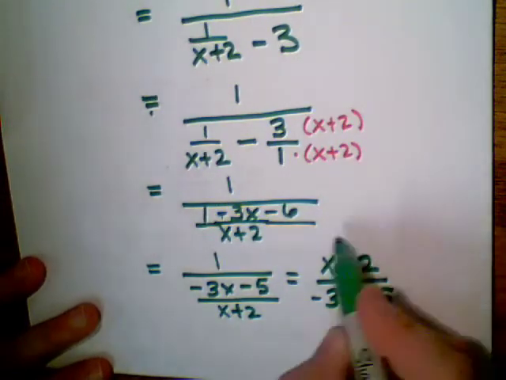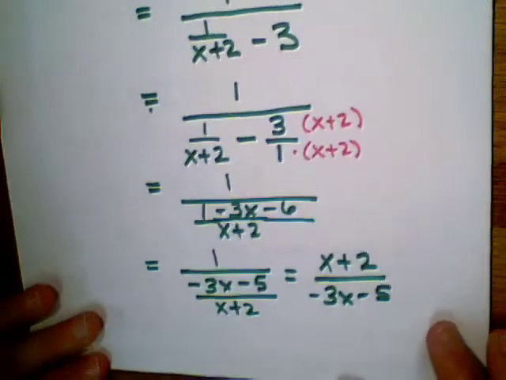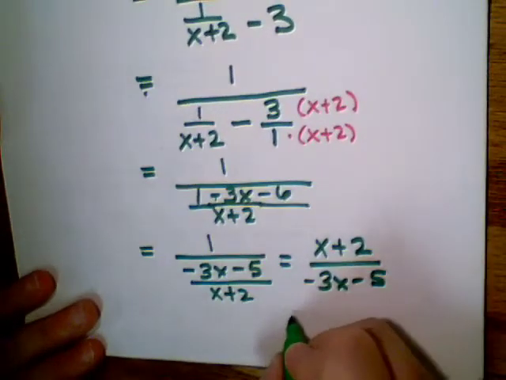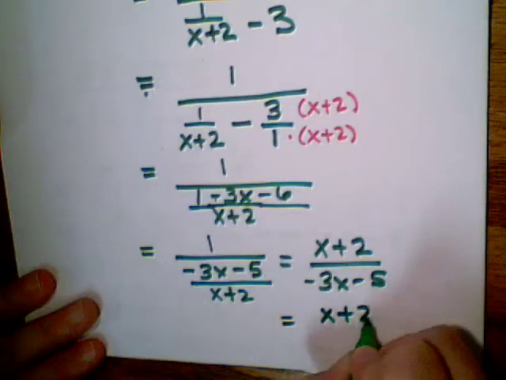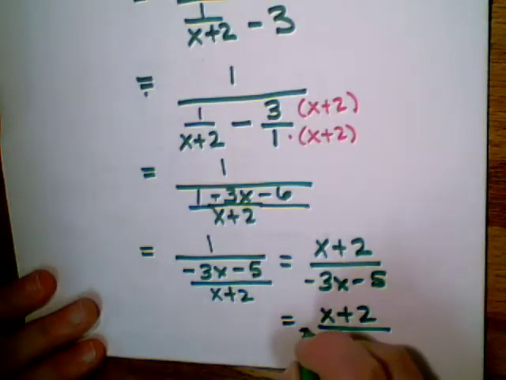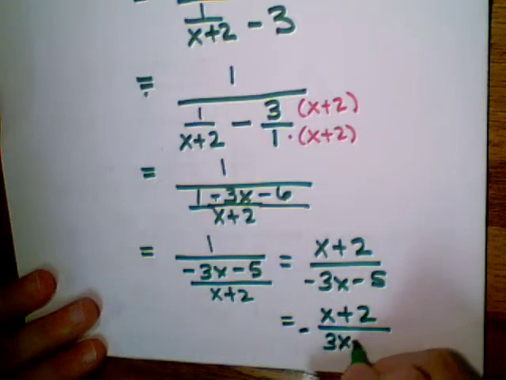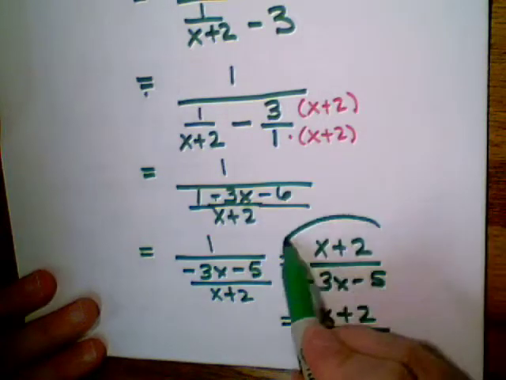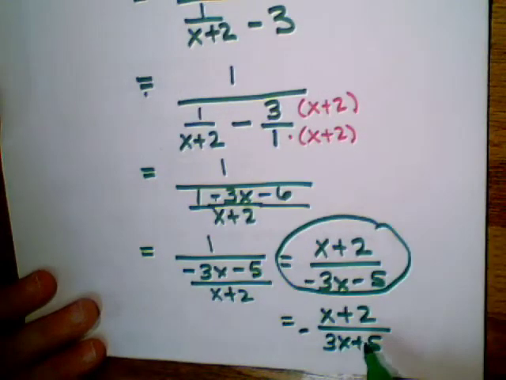So this is one way to write our final answer. You might see in the back of a book someone else might write x plus 2 on top, and then they might factor out a negative 1 from the bottom, leaving 3x plus 5. But either way, this ratio is equivalent to this one.